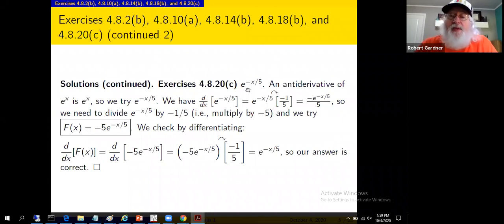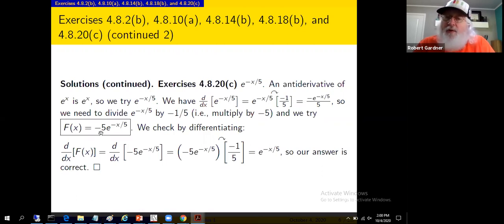How about an exponential? e to the negative x over 5. Well, an antiderivative of e to the x is e to the x. So let's just see what happens when we differentiate e to the negative x over 5. Differentiate, rewrite. The derivative of the exponential is itself, so it gets rewritten. Rewrite the inner. And the chain rule says you'll have to multiply by -1/5. Producing this, that's not what we want. We need to get rid of that negative sign and that 5. So let's take this function and revise it by multiplying by -5.